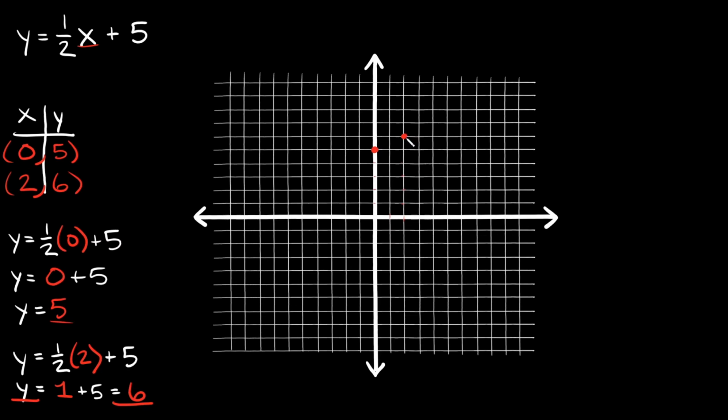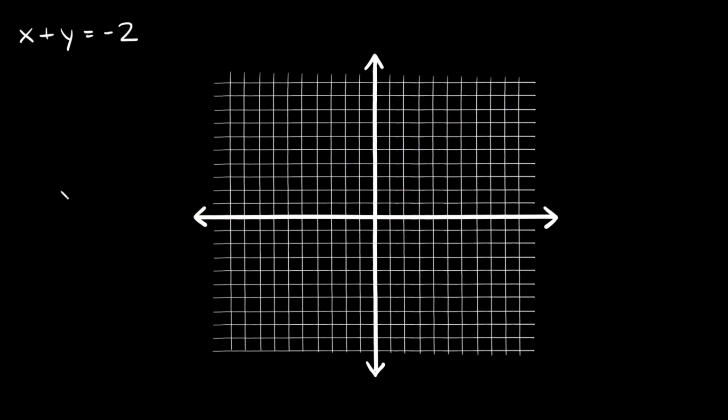So in order to graph a line, all you need is 2 points. And then you're just going to draw a straight line between these 2 points. Right there-ish, that's good enough. And we can extend that line a little bit. So this line right here represents this equation, y is equal to 1/2 x plus 5.